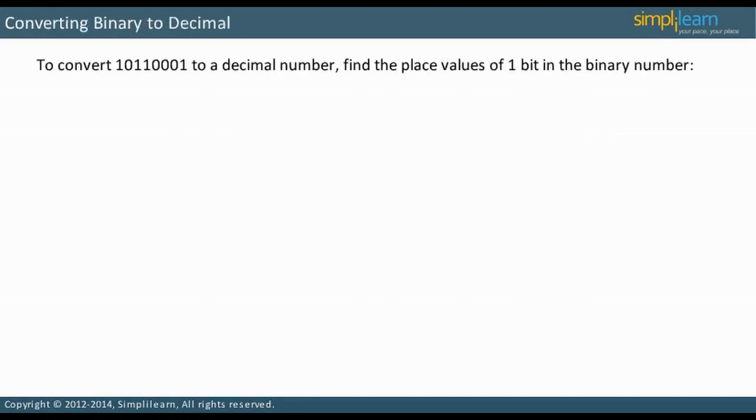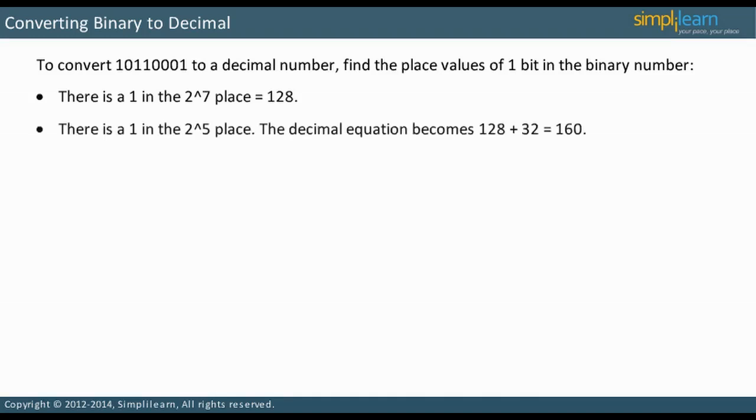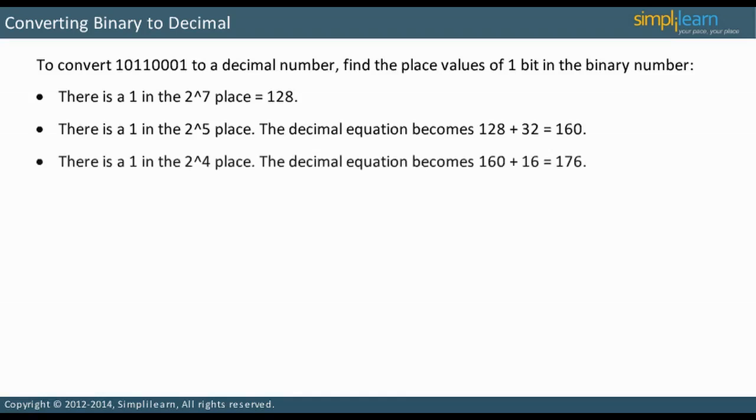To convert 10110001 to a decimal number, find the place values of 1 bit in the binary number. There is a 1 in the 2 to the 7th place, which equals 128. There is a 1 in the 2 to the 5th place. The decimal equation becomes 128 plus 32, which equals 160. There is a 1 in the 2 to the 4th place. The decimal equation becomes 160 plus 16, which equals 176. Finally, there is a 1 in the ones column. Now add 1 to 176.